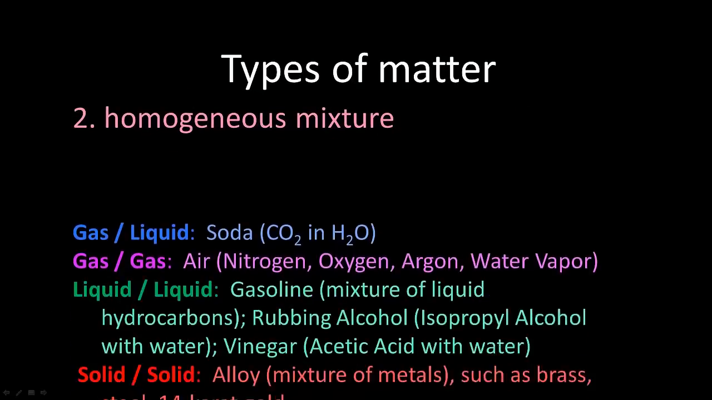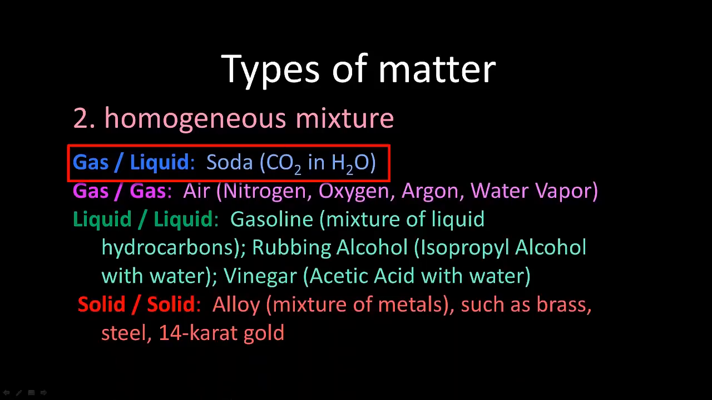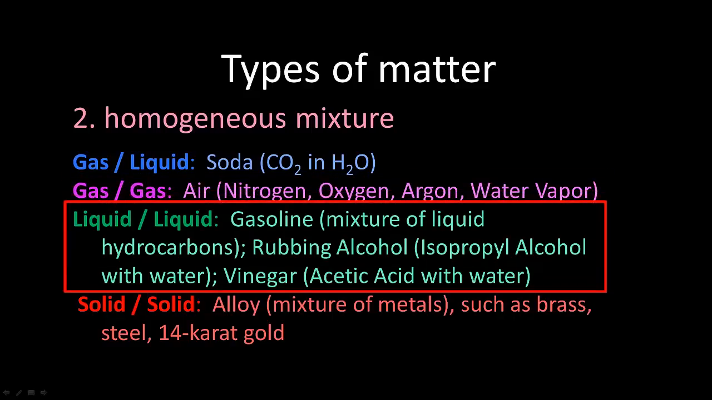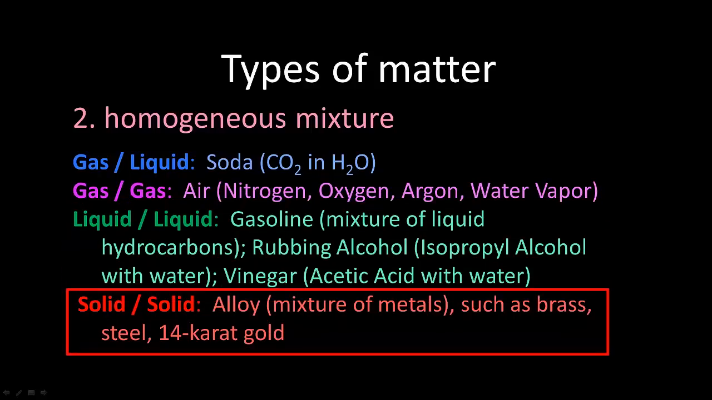In a homogeneous mixture, examples of them would be: a gas-liquid homogeneous mixture is a soda, which is carbon dioxide and water. A gas-gas homogeneous mixture, an example would be air, which is composed of nitrogen, oxygen, argon, water vapor, and some other things. A liquid-liquid homogeneous mixture would be gasoline, rubbing alcohol, or vinegar. And a solid-solid homogeneous mixture we call alloys, and those are mixtures of metals like brass or steel or 14-karat gold. 14-karat gold is made of silver and gold.